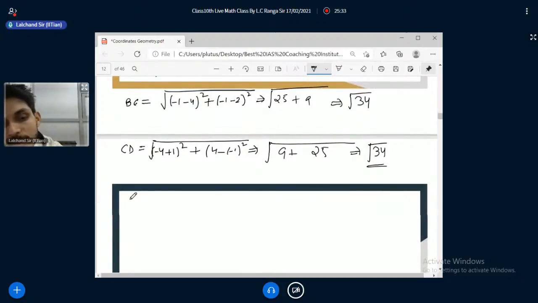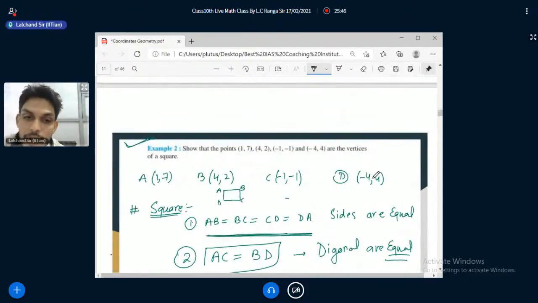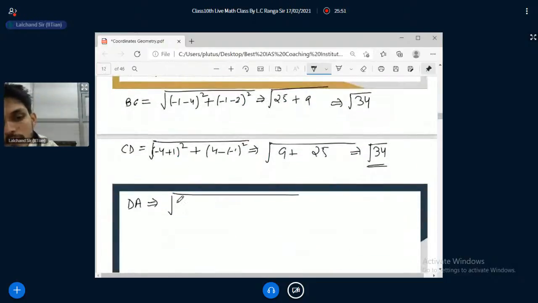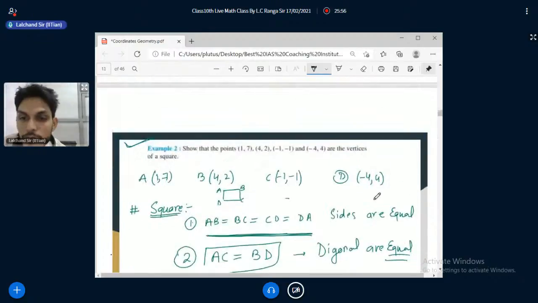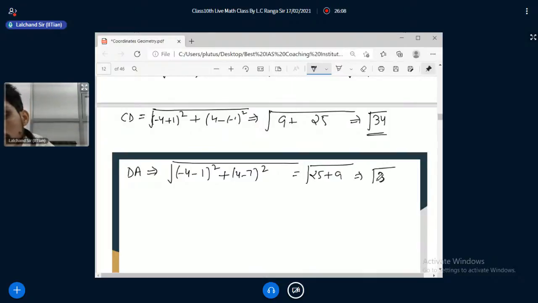Now find out the distance between point D and A. What is the value of point D? This is the value of point D and this is point A. So we can write (minus 4 minus 1) squared plus (4 minus 7) squared. This is also 25 plus 9, that is root 34.